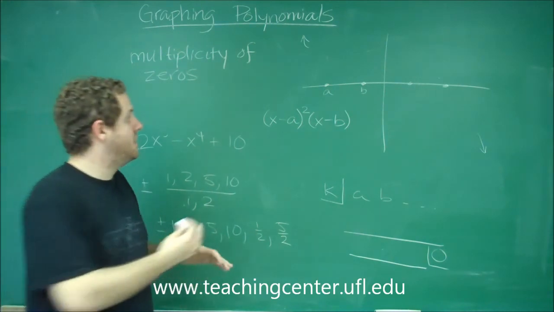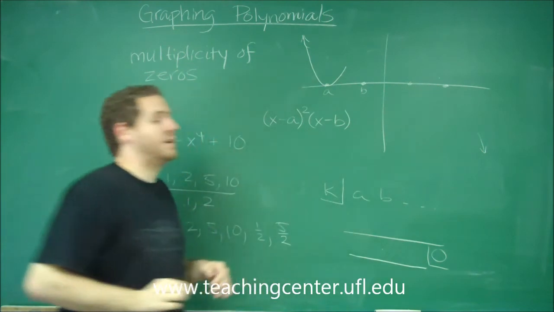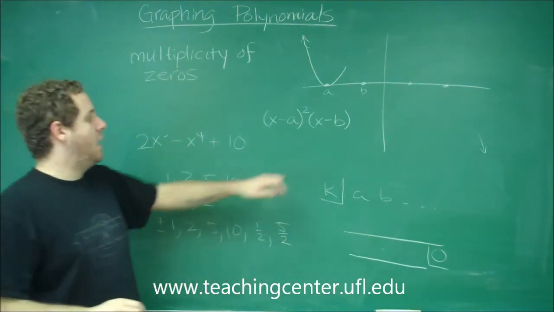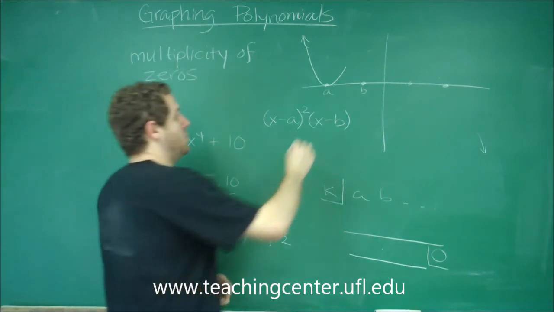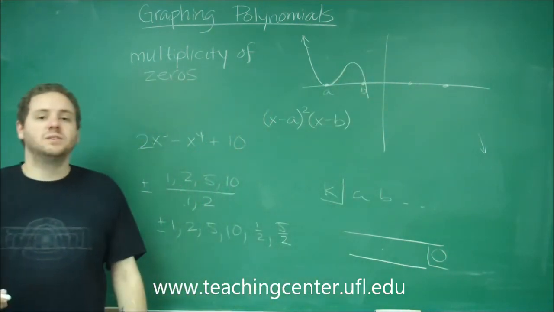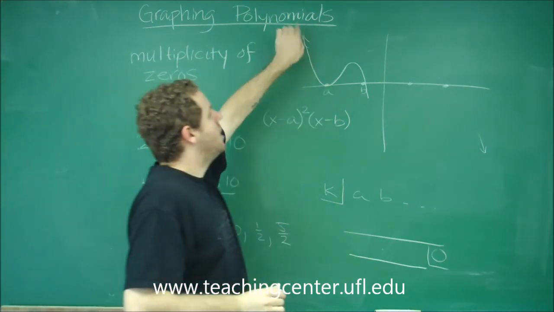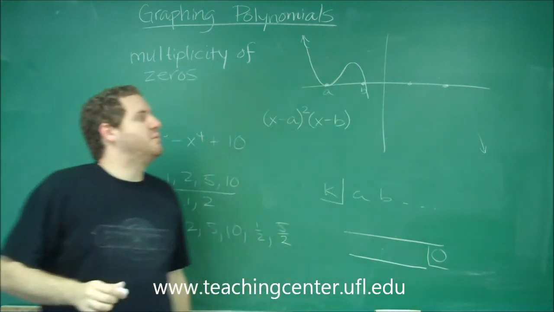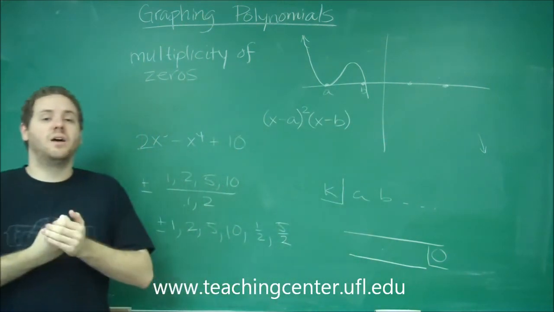That means it's even, which means this has to touch and come back up. It can't cross the axis. However, x minus B has a power of 1, which means that's odd. So when we get to B, it has to cross through because we had an odd multiplicity. Once you've gotten all the multiplicities, you can simply draw a line that fits through the zeros and has the correct end behavior. And that's how you graph any general polynomial.